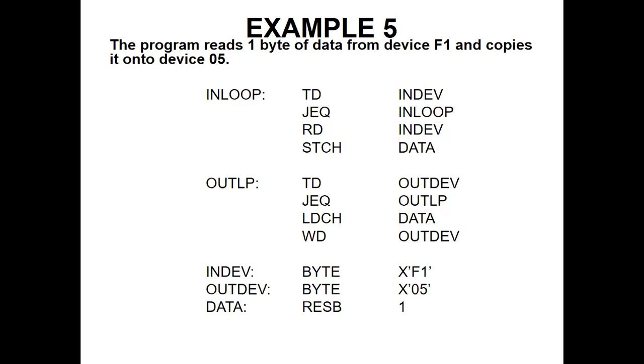The device is declared by, for example, in dev, you say byte X, and then you put into quotes the code of the input device. Output device, you say byte, and then you put into quotes the code of the output device. X just means that the code is a hexadecimal code. Then since they are characters, we are reserving 1 byte for the data.